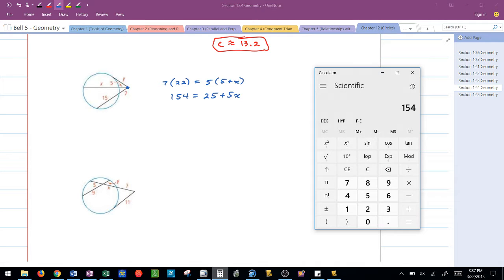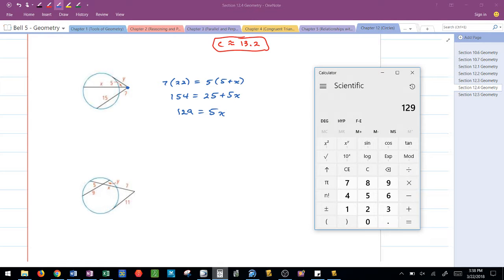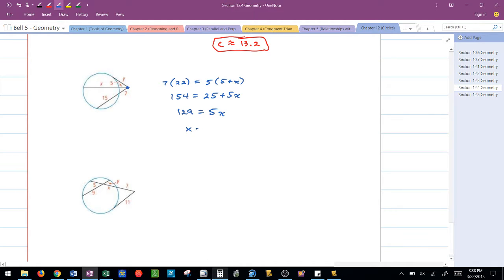So that'd be 154 is equal to 25 plus 5x. I'm going to subtract 25. And that tells me that I have 129 is equal to 5x. I'm going to take that 129, come on calculator, there we go, and divide that by 5. And that gives me 25.8. X is equal to 25.8. That's right, wasn't it? 25.8, yes. Okay, so there's our x.